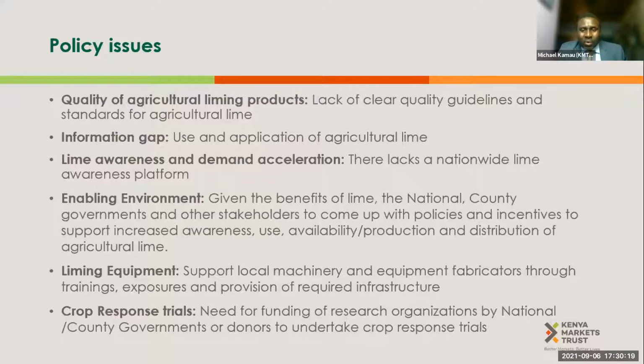Enabling environment. A good example is the products. Lime in Kenya currently, sorry to talk about that, is vatable, because most of the lime goes to the industrial market. If farmers are able to save that VAT, that will be an incentive, because there will be quite a bit of saving. And also, can we get policy and incentives in place to support awareness, use, availability, production and distribution of agricultural lime? How are we able to do that in terms of multi-stakeholder action?